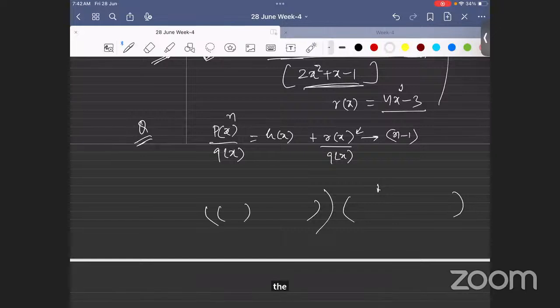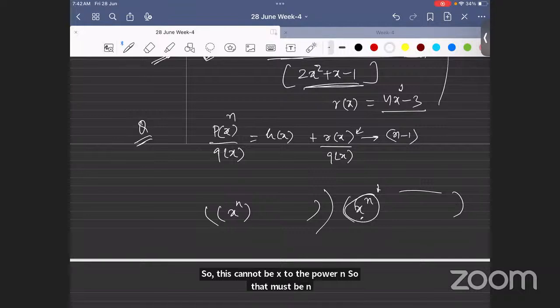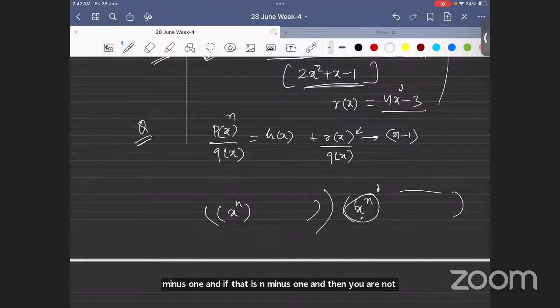And if the maximum degree for this polynomial is n, so this x to the power n, and you are dividing something with x to the power n only, right? Let's, for example, I'm just taking the remainder also as a x to the power n only, so that you can divide it, right? You can multiply something and then you can just cut it out. So this can't be x to the power n, so that must be n minus 1, right? And if that is n minus 1, then you are not able to cut it out. So that's why the remainder's degree can't be n. It will be less than that.